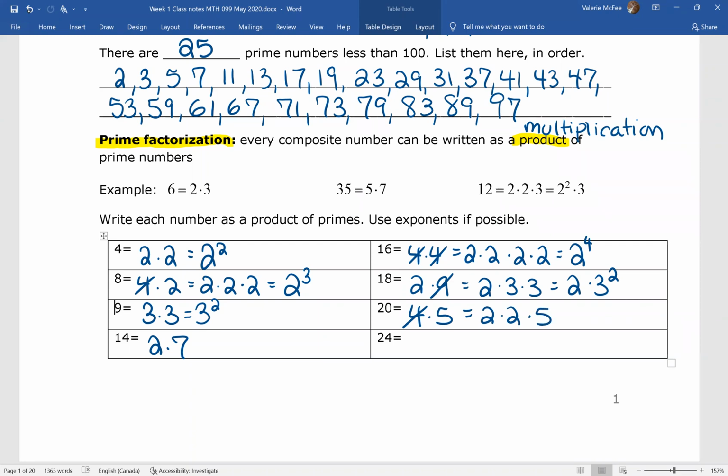24. I don't know, maybe you thought about 4 times 6. 4 is not prime. 6 is not prime. 2 cubed times 3. If you had difficulty with this prime factoring, make sure that you practice.